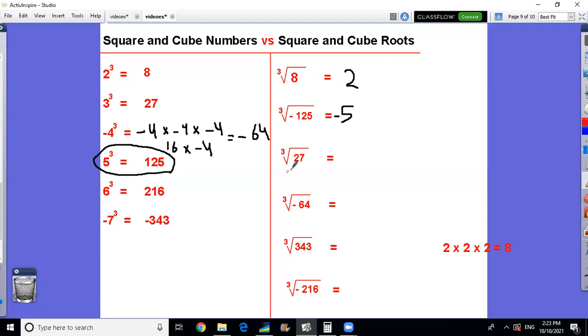What about the cube root of 27? Why don't you do the rest of the questions and then come back to check your answers? Pause the video now and do it on your own.